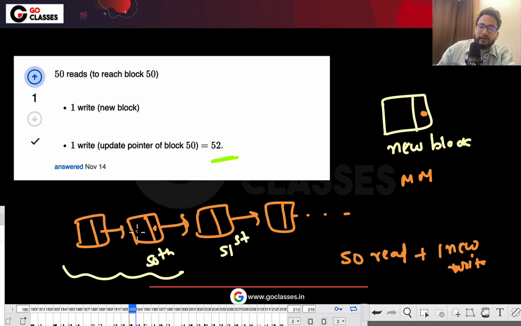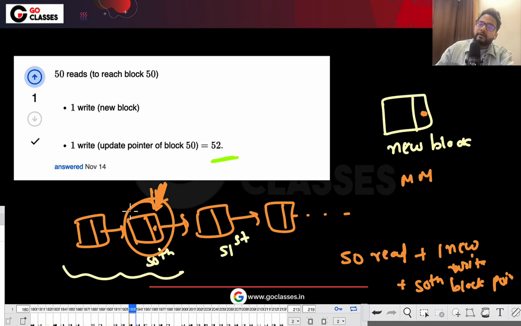Okay, then interestingly you also have to modify this pointer, wherever you are writing it. The 50th block pointer has to be modified. Pointer modify means you have already read it, then you have to write it also. You have already read all of these, so now you have to write it also. See, you have to read one by one.